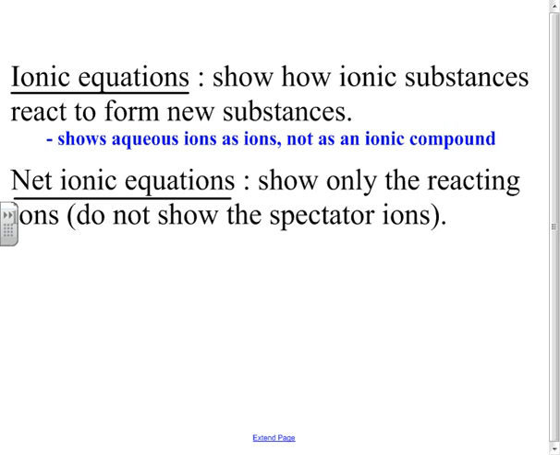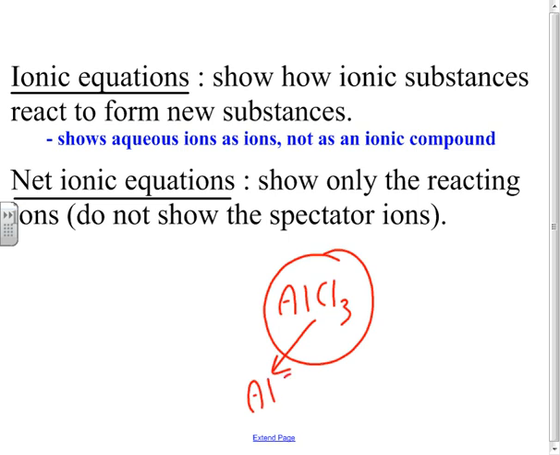So at this point now we need to get to ionic equations, which show how ionic substances react to form new substances. It shows aqueous ions as ions, not as an ionic compound, because again, as soon as you put, say, aluminum chloride in water, it no longer acts as aluminum chloride because it dissociates into aluminum ions and chloride ions. These now can act independently of each other, and so you have a mixture then of aluminum ions and chloride ions and not a compound. And then we'll also look at net ionic equations. They show only the reacting ions. They don't show the spectator ions.